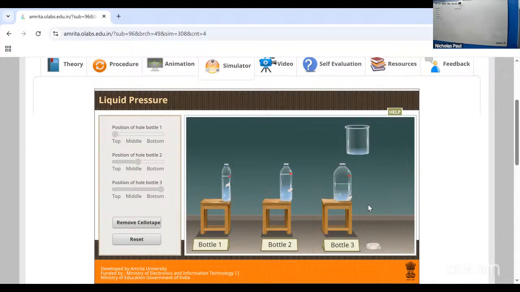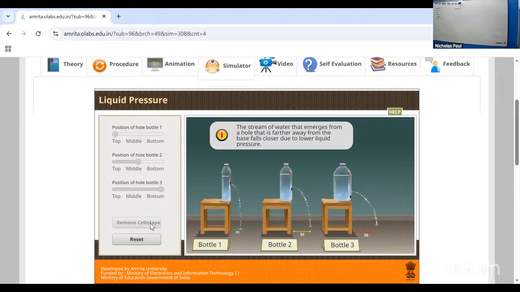And then we're going to remove the tape and observe what is happening to the water as it comes out the hole. And what it's going to teach us is about pressure. So watch this here. Let me take off the tape now. Remove the tape. Watch it there. See the water? Look at the one with the hole much higher.